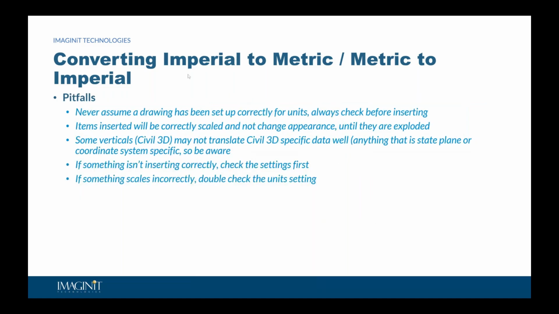So these are some of the pitfalls. Never assume that a drawing has been set up correctly for units. Always check that before inserting. And again, items inserted will be correctly scaled and will not change appearance until they are exploded. One of the things is some verticals, especially Civil 3D, may not translate Civil 3D specific data well, anything that's state plane or coordinate system specific, so please be aware of that. If something isn't inserting correctly, always check your settings first. If something scales incorrectly, double check the unit settings, both on your drawing and the drawing you're bringing in, to make sure that those things make sense and line up.